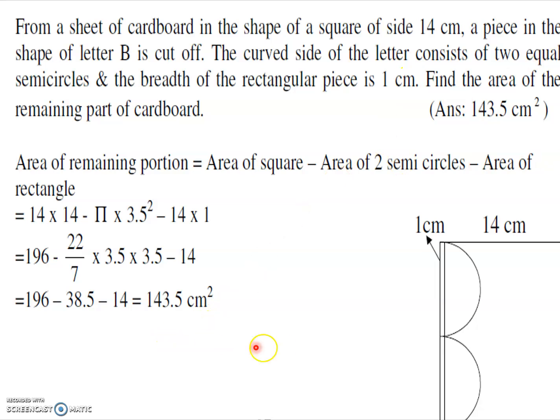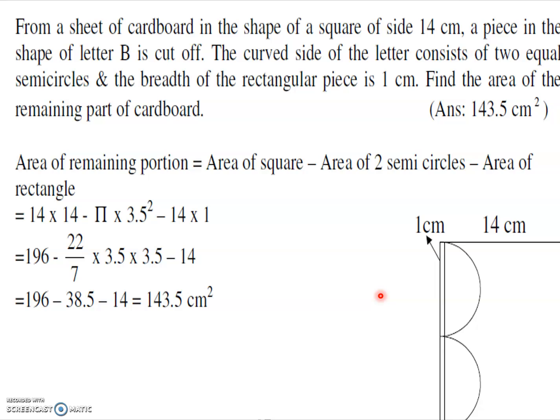So for the final answer, we derive using the area of the remaining portion, that is, we must know the area of the square. What is the area of the square? Yes, the area of the square is side square. What is the area of a semicircle? Yes, pi r square. Then what about the two semicircles we have to consider? Then the area of a rectangle. The area of a rectangle is what? Side into width, that means we have to consider height into width. Then we have to revise this formula to solve the example of the shaded remaining part of the cardboard.